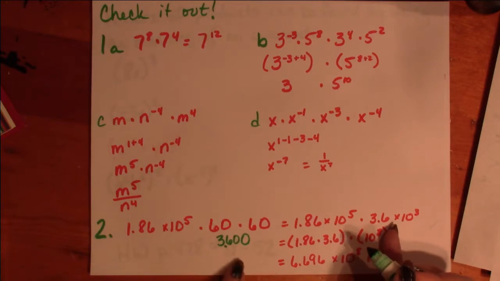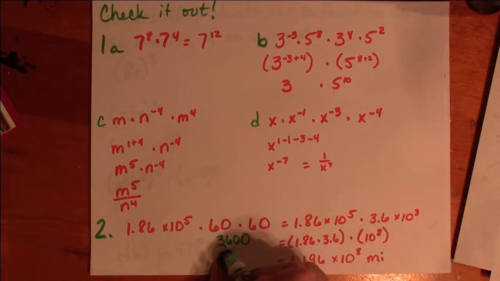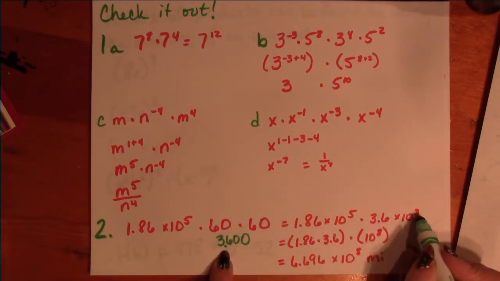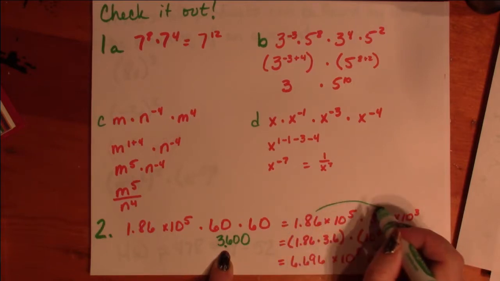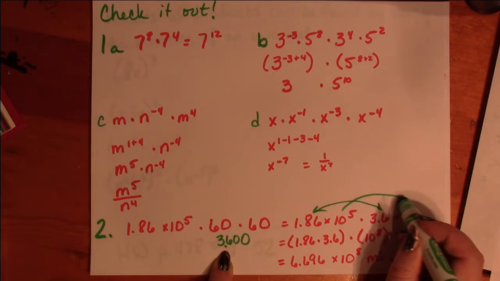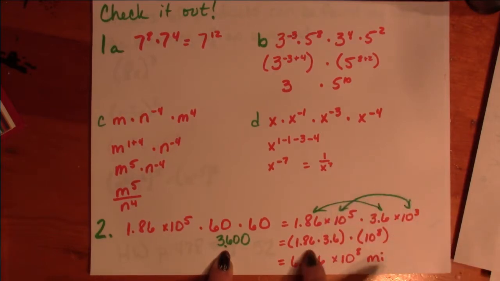And so scientific notation puts the decimal here, and I had to move the decimal 3 times to get it there. So now I'm going to group my two together. I'm going to say these two times these two, and 5 and 3 are 8. And when I multiply these two, I get 6.696 times 10 to the 8 miles.